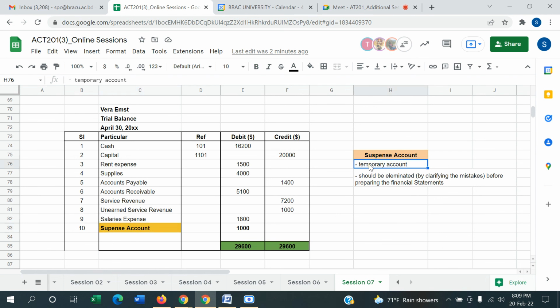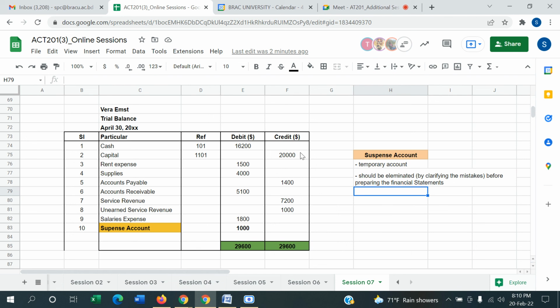This suspense account is basically a temporary account of the organization, and this one actually has been created because of some mistake. So before moving to the next step, or before preparing the financial statement, we definitely have to identify or clarify those mistakes. And when you clarify those mistakes, the suspense account will be automatically eliminated. That's why it's known as a temporary account, and that's why it's been said that suspense account should be eliminated before preparing the financial statement. So that's about the trial balance.